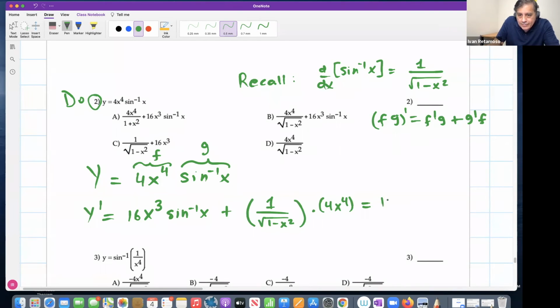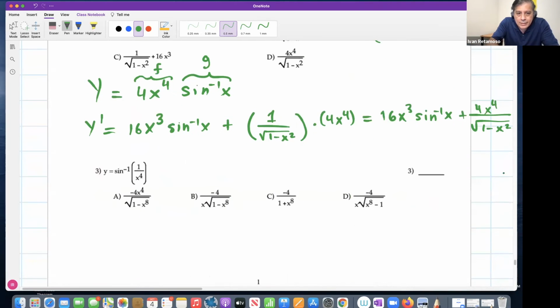Simplifying, this just ends up being 16x cubed sine inverse of x plus 4x to the 4 power times 1, 4x to the 4 power over a square root of 1 minus x squared, right? And that's it. Look through the choices and you will see that this is the answer, right? This is here, this is here. Very good, guys.